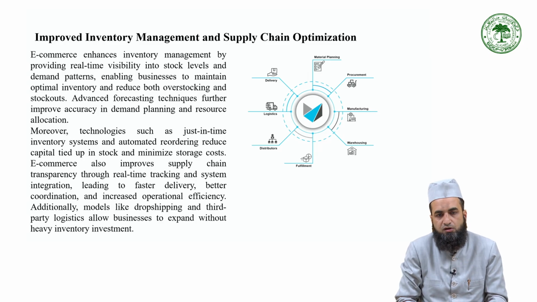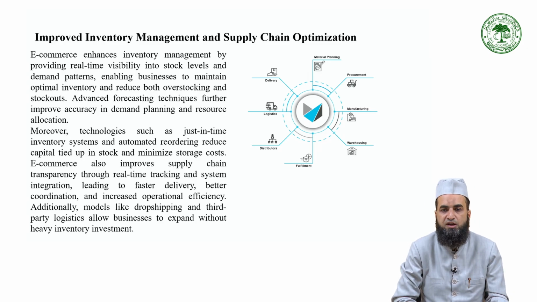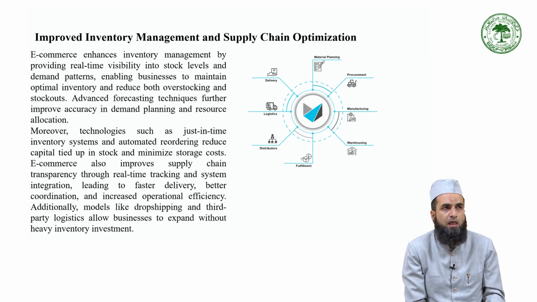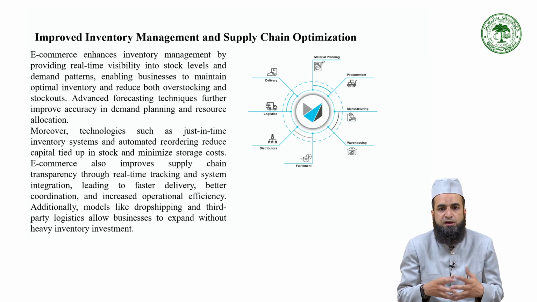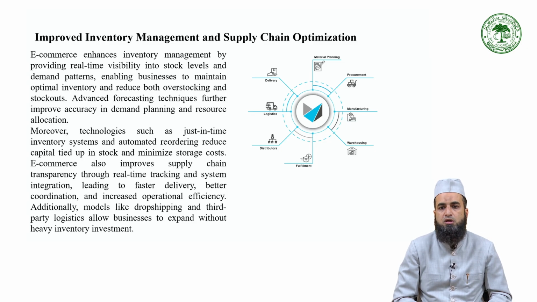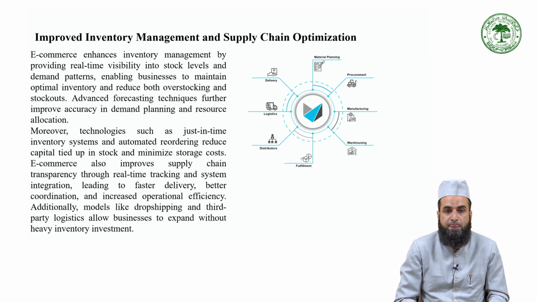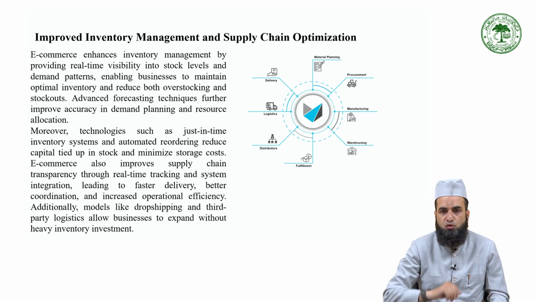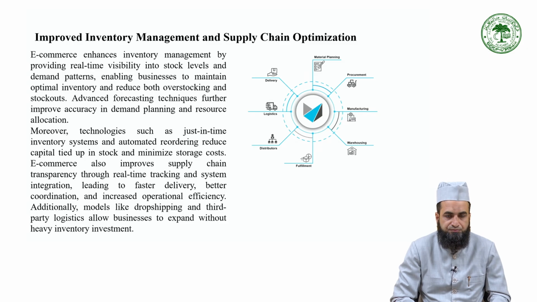Okay, now let's talk about inventory management and supply chain optimization. Look, traditional retail operations require businesses to predict demand and maintain inventory in multiple physical locations, often resulting in either excess inventory that ties up capital or insufficient inventory that results in stockouts and lost sales.